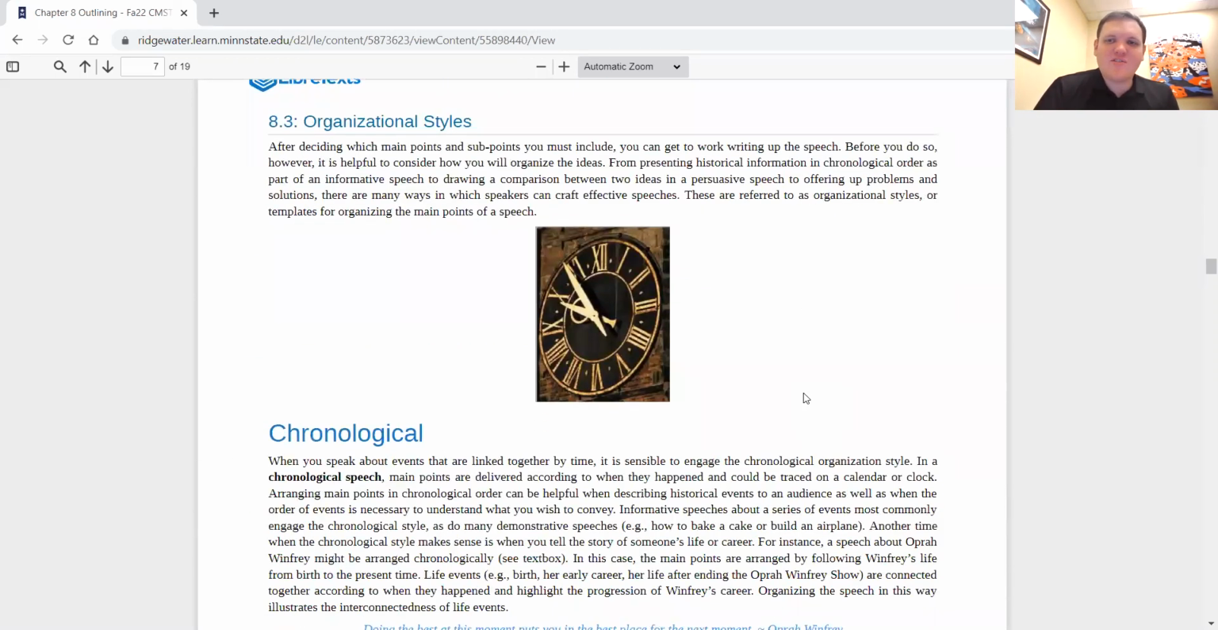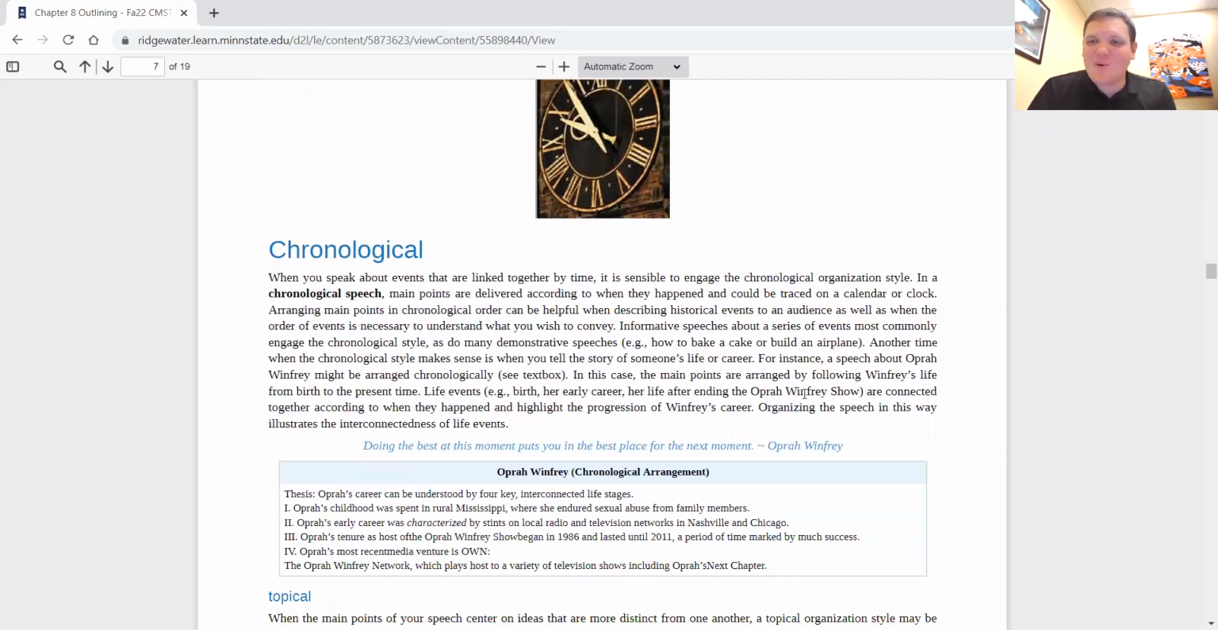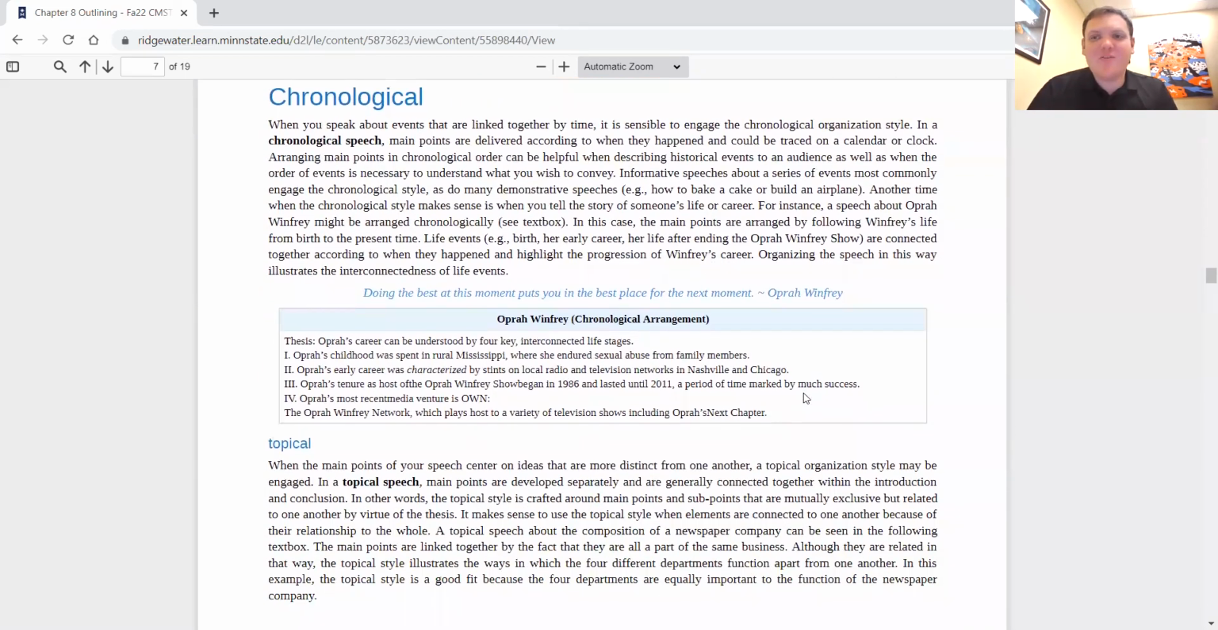So, different organization styles. When you're creating the organization, the main points, you're going to want to consider what style you're using. The styles that are given in this textbook are pretty standard. So I definitely recommend picking one of these styles and going with it. It's the easiest way to approach a speech. Certainly there are others, and if you want to research other styles, you certainly can do that.